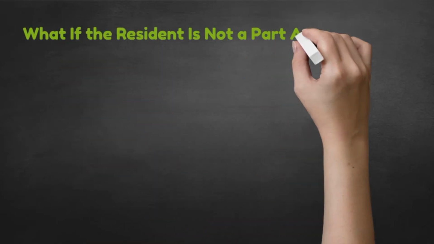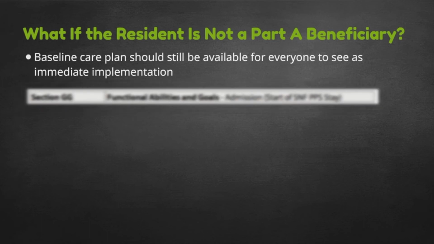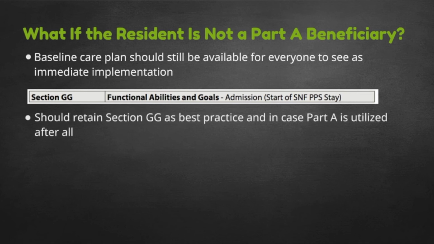Later, you might determine that this is not a Medicare Part A beneficiary. Even if this is not a Part A resident, the baseline care plan should be available for all to see for immediate implementation. The admission Section GG should be retained in a file as best practice, and in case Part A will be utilized after all. Even if the resident is not a Part A beneficiary, you must still file an OBRA admission with an ARD of no more than 14 days from your entry date.